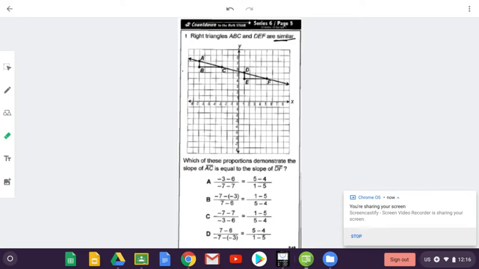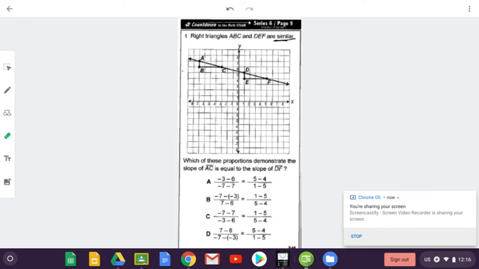So suppose that you made a mistake here. Where can we analyze the mistake and figure out what we went wrong? All right, so it says number 1, right? Triangles ABC and DEF are similar to each other. Which of these proportions demonstrates the slope AC is equal to the slope of DF?